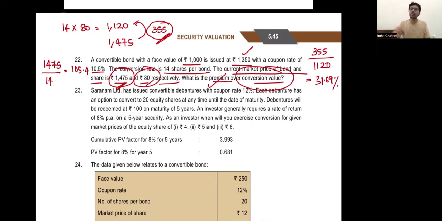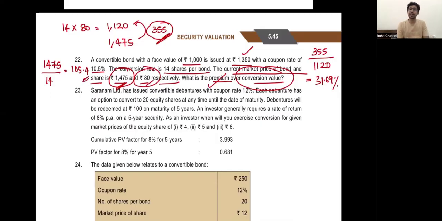You compare that with the current market price. The current market price is below 105.4, but if it breaches 105.4, that is the point where you start making gains. If it is exactly equal to 105.4, you are at no gain or no loss. If it is below 105.4, you will not opt for equity conversion. So the market conversion price is 105.4.